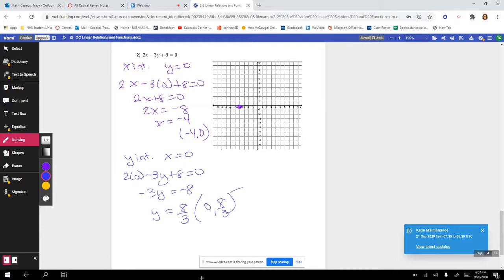This is approximately 2 2/3, so just about at 3. So I'm going to go a little bit underneath, and I'm approximating on that one. Draw my line, arrows on the end, and I'm all set. That's the lesson for today.